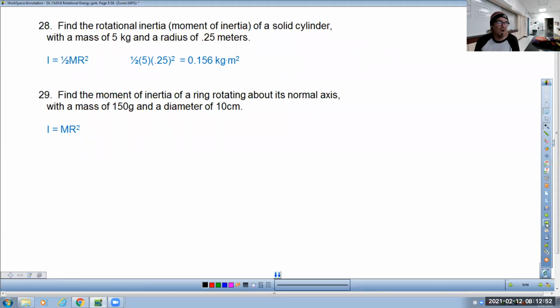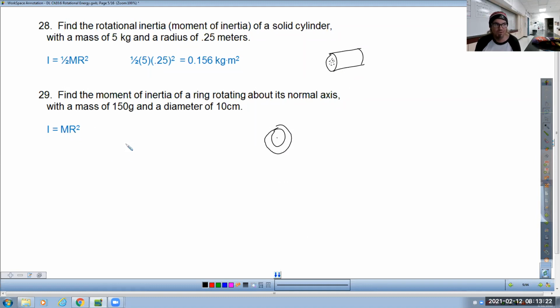Question number 29, same thing for a ring. And a ring, okay, so when we had a solid cylinder, because it's solid, some of its mass is distributed closer to the center. Whereas if you have a ring, all of its mass is distributed on the outside. So its moment of inertia formula looks a little bit different.